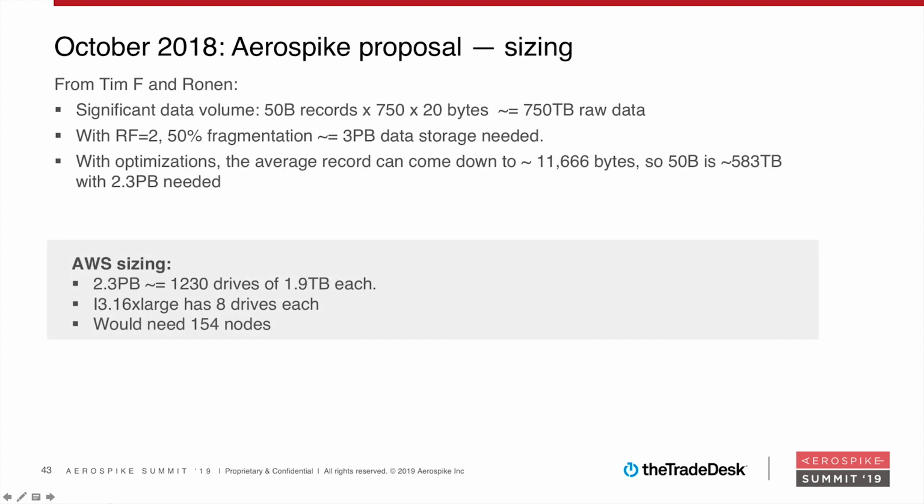Yeah, it's a lot. 750 terabytes of raw-ish, replication factor 2, fragmentation, so 3 petabytes. Ow, okay. Yeah, and we know it's a lot of data. So with the optimization, Tim and Ronan suggested some optimizations that were pretty clever, and so we could get it down to like 2.3 petabytes. That was cool, ish.